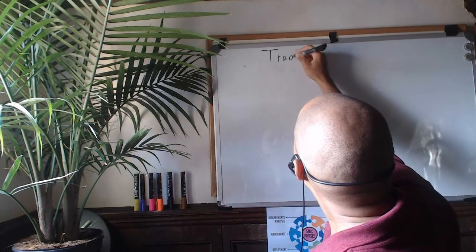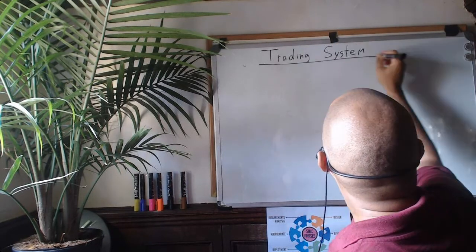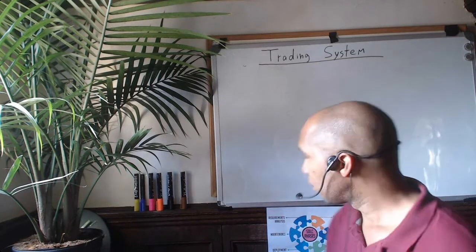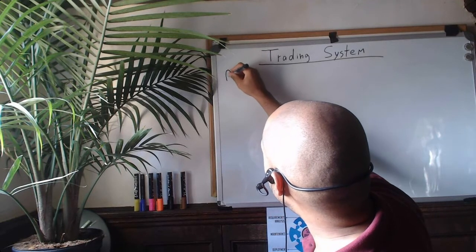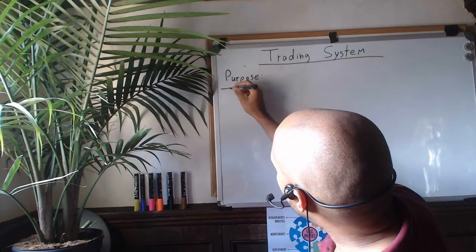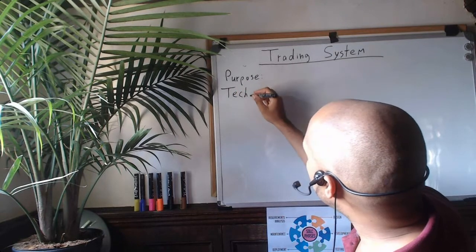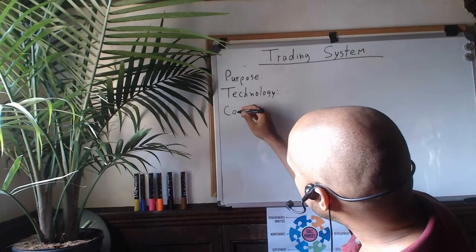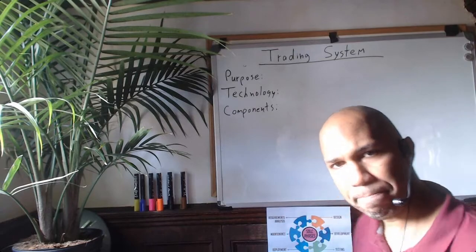So let's talk about a trading system. What is a trading system? What is its purpose? And what's under the hood? So first of all, what is the purpose of a trading system? What types of technology are involved in a typical trading system? And what are the components that make up a typical trading platform?